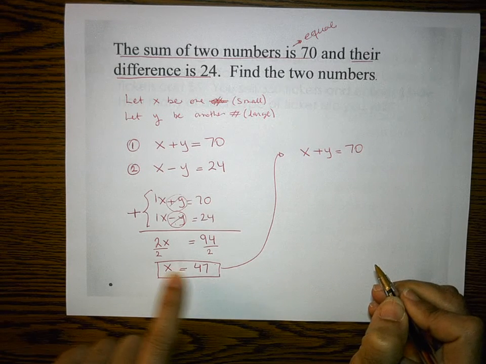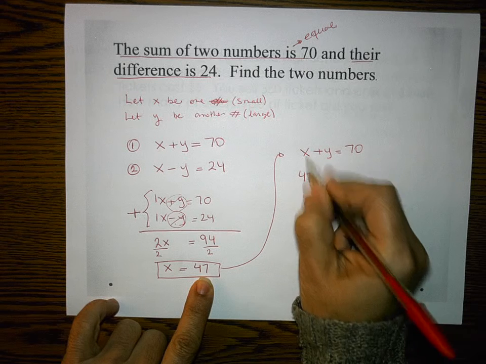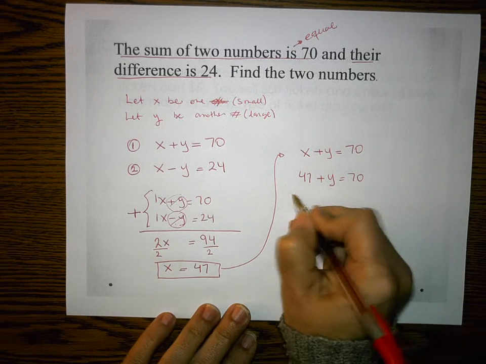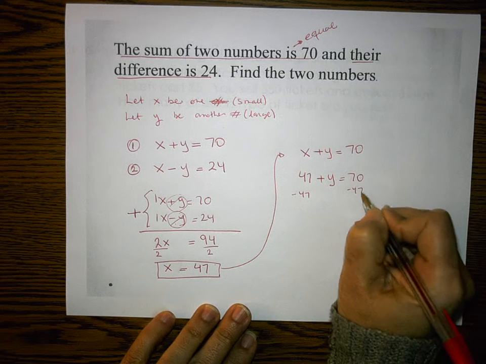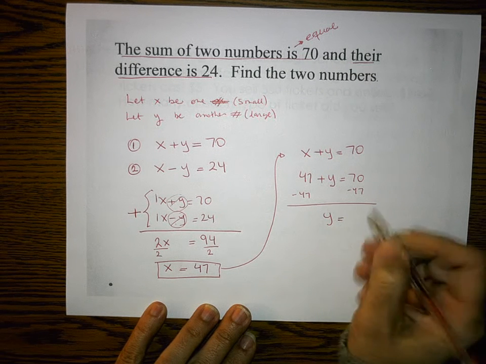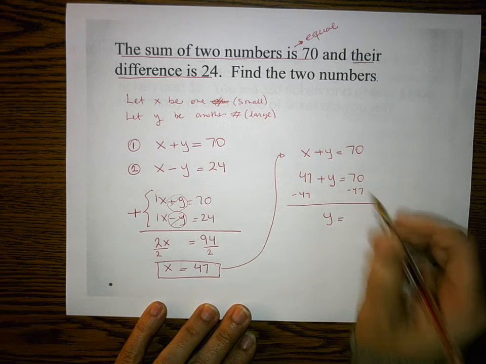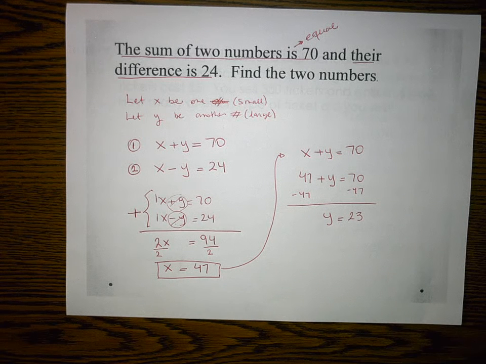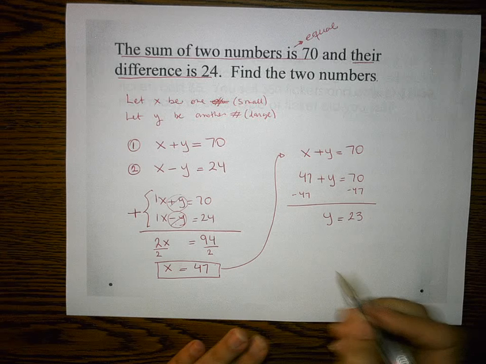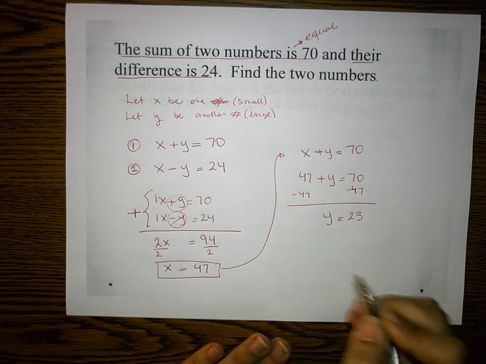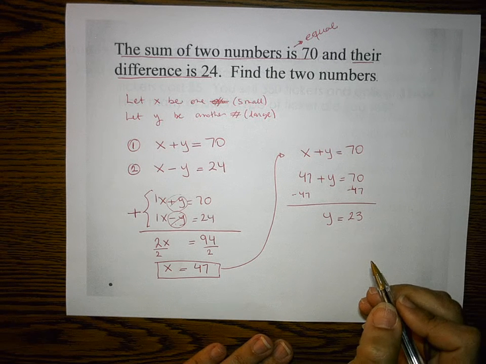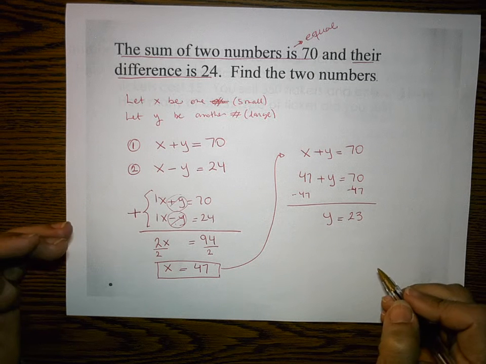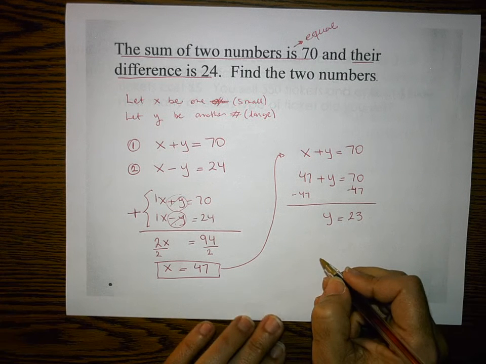I already know that x is 47. So 47 for my x plus the y equals 70. If I subtract 47 from both sides, we get that y equals, let me see, is that 23? Yep, that's 23. So y is 23. Let me check to see if I did my calculations correctly. Sometimes we do it too fast. Even me as a math teacher, sometimes I do my numbers too fast and I forget to check my solution.